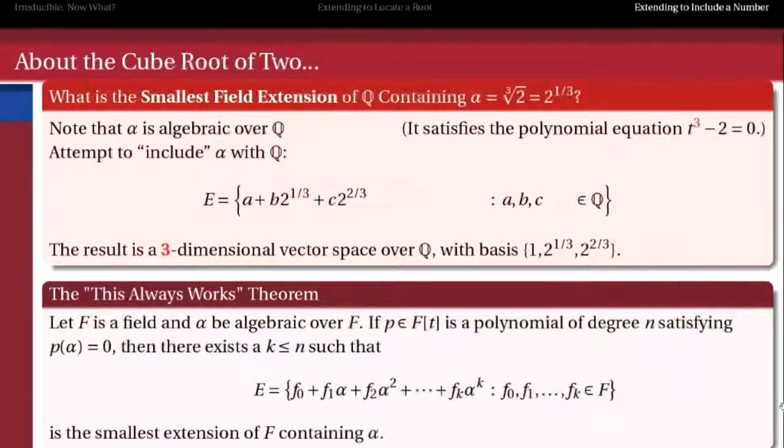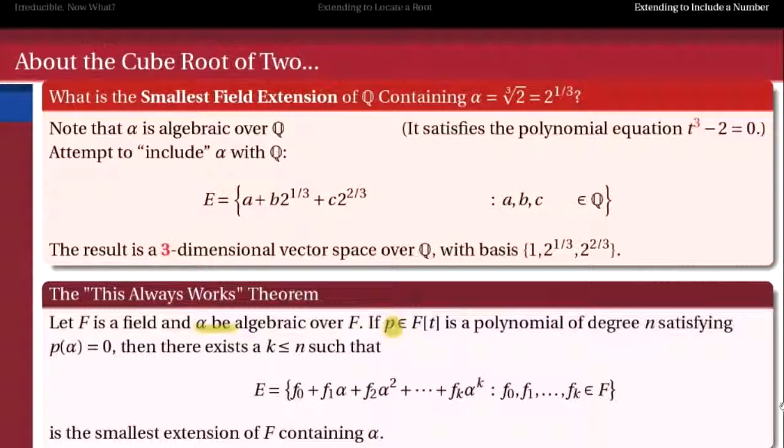And here's a this-always-works theorem for that example as well. For any field F, if I have a number which is algebraic over F, and if P is a polynomial that satisfies P of alpha equals 0. So I start with an algebraic number, alpha, and then I find some polynomial of which alpha is a root.